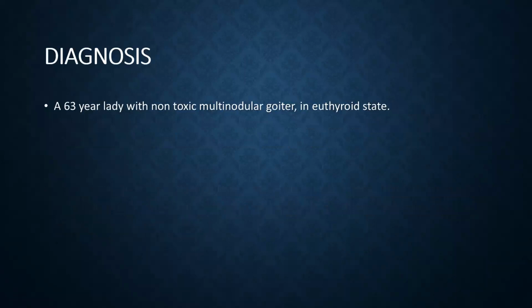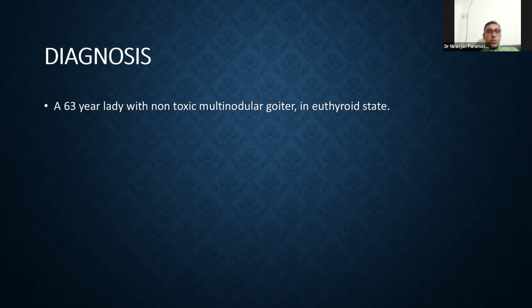My provisional first diagnosis is non-toxic multinodular goiter in euthyroid state, sir. And my second differential diagnosis is carcinoma of thyroid, sir. That is follicular carcinoma thyroid. Follicular carcinoma, you can't say that. It can be papillary also. Long-standing goiter with recent change, probably, because it is a 15 years history.